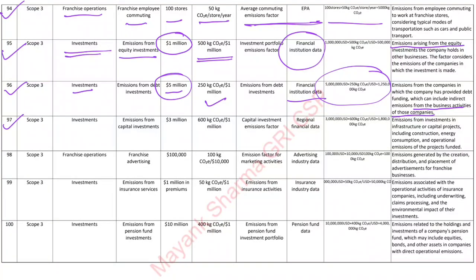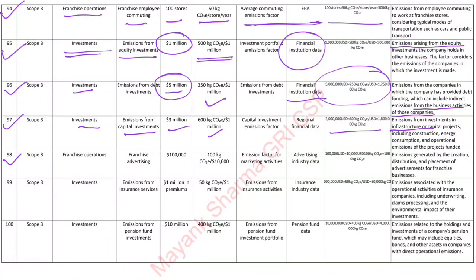Next example is scope 3 emissions, investment emissions from capital investments, like 3 million, let's say, with its emission factor. Again, same as before, investment in infrastructure or capital projects, including construction, energy consumption, and operational emissions for the project funded. We do the calculation by multiplying the investment with the emission factor.